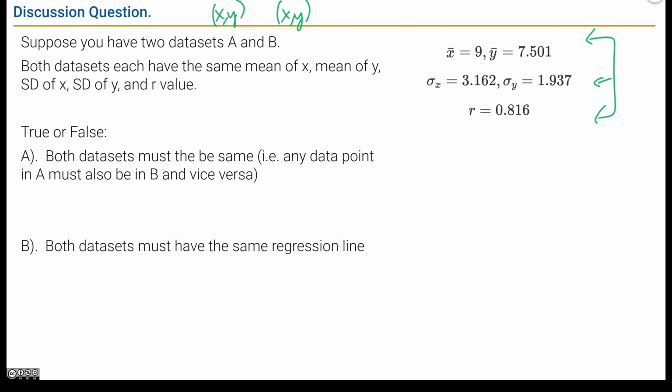So my question is, does this mean both data sets must be the same? If I were to plot, for example, a scatter plot of A versus a scatter plot of B, am I going to have the exact same scatter plot? I'm not going to be able to recreate that, but am I going to have that exact same scatter plot, or is it possible they could look different? And then the second question is, do they both have to have the same regression line or not? So take a minute and let's talk about it.